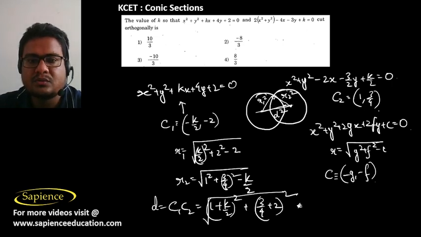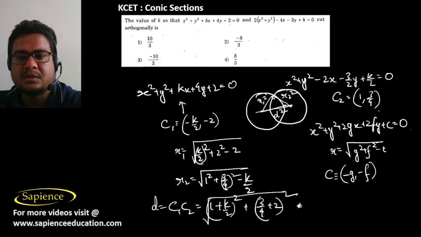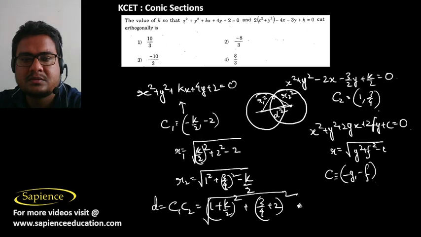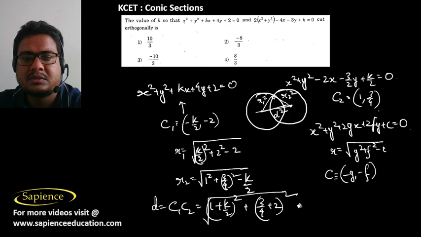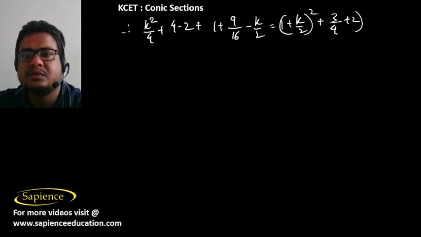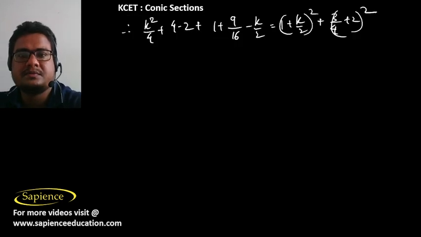So now we have r1 square plus r2 square equal to d square. Therefore r1 square will be k square by 4 plus 4 minus 2, plus r2 square, which is 1 plus 9 by 16 minus k by 2, equal to c1c2 whole square, which is (1 plus k by 2) whole square plus (3 by 4 plus 2) whole square. So from here we have to find the value of k.